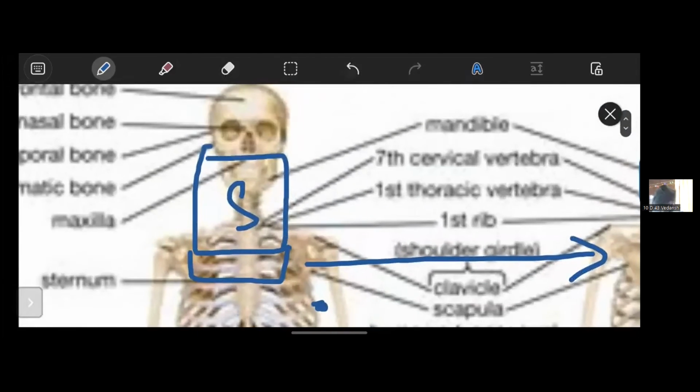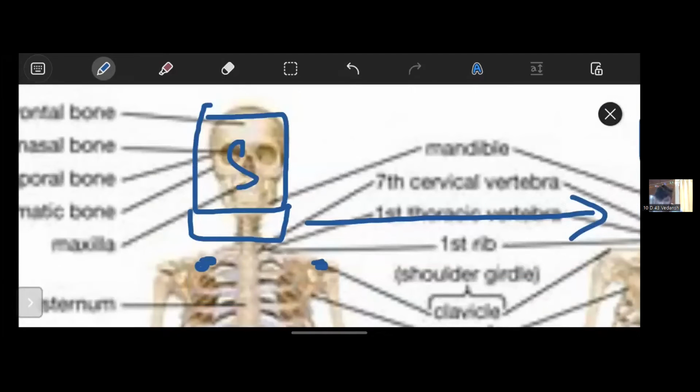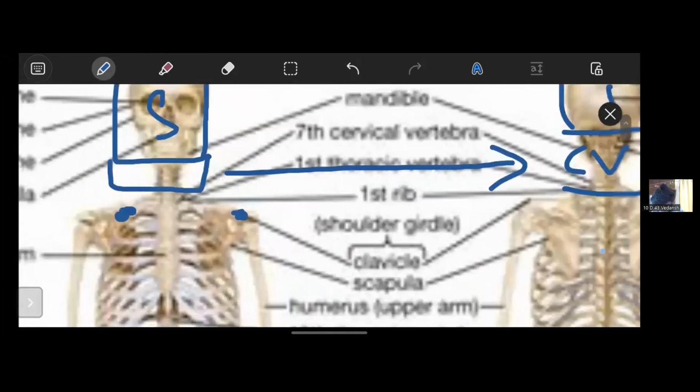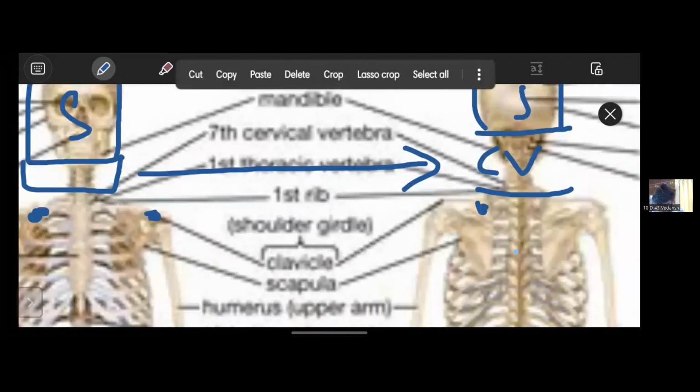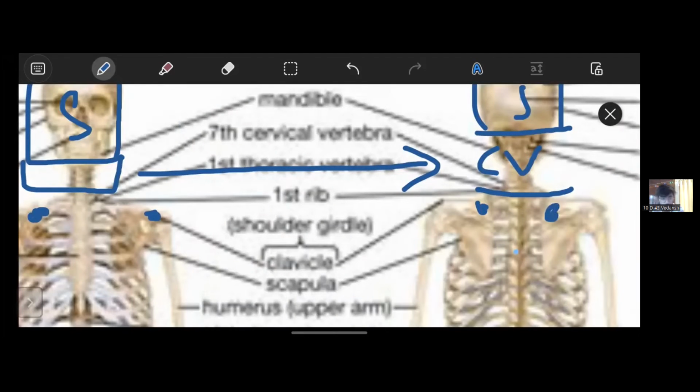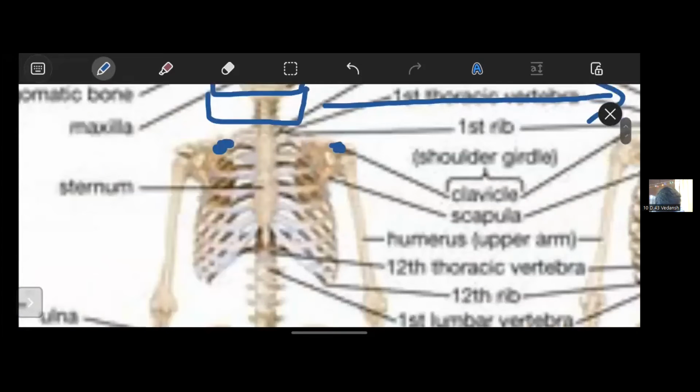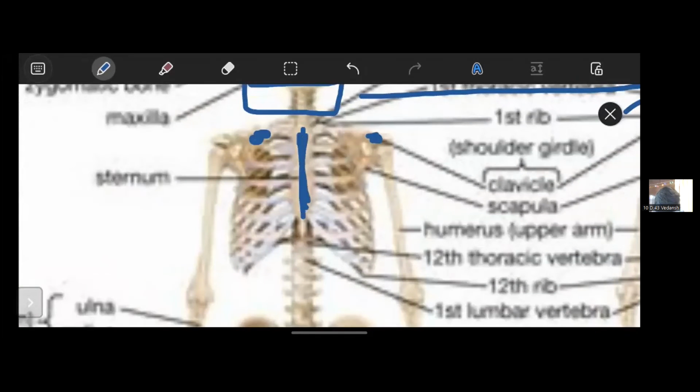These bones are the clavicles over here. Now, if we look at it from the dorsal side, we have it over here. This is the sternum. This is a flat bone. It is called the sternum. Then you have your ribs.